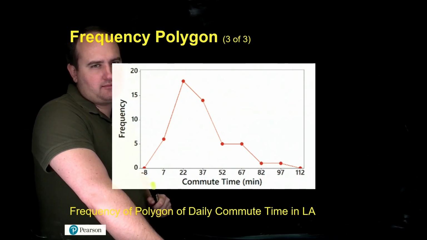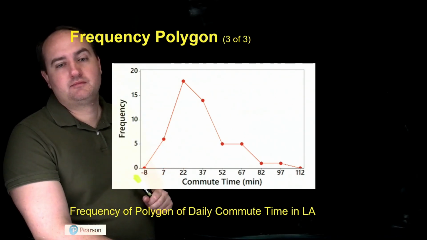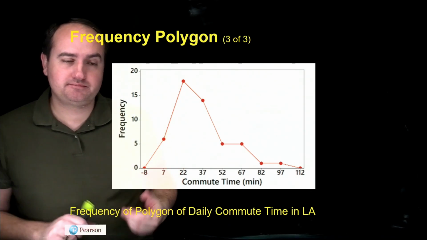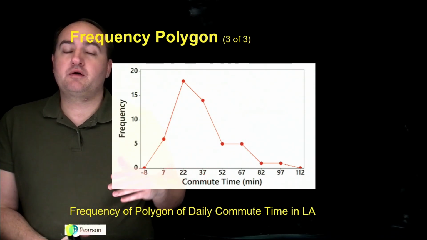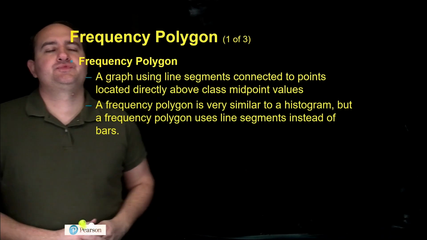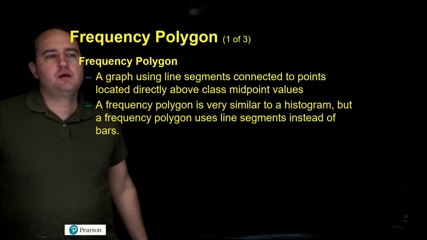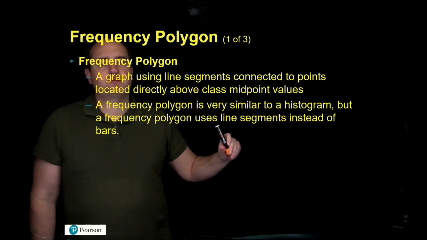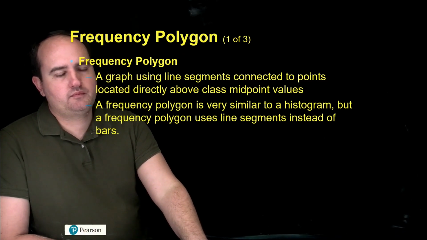So it's a little bit strange the way they have this particular frequency polygon constructed, but it's still useful because it's another way of showing the data that's not a histogram. Okay, so a frequency polygon is very similar to a histogram, but a frequency polygon uses line segments instead of bars.